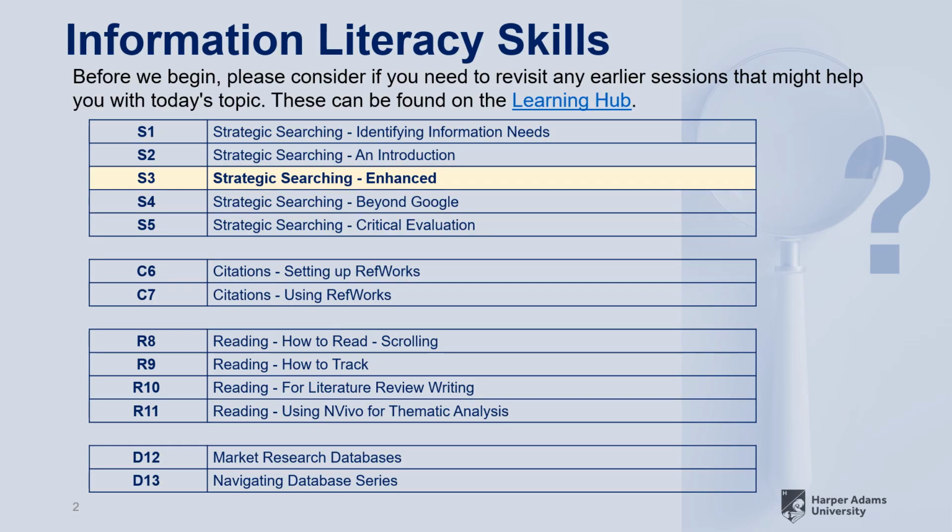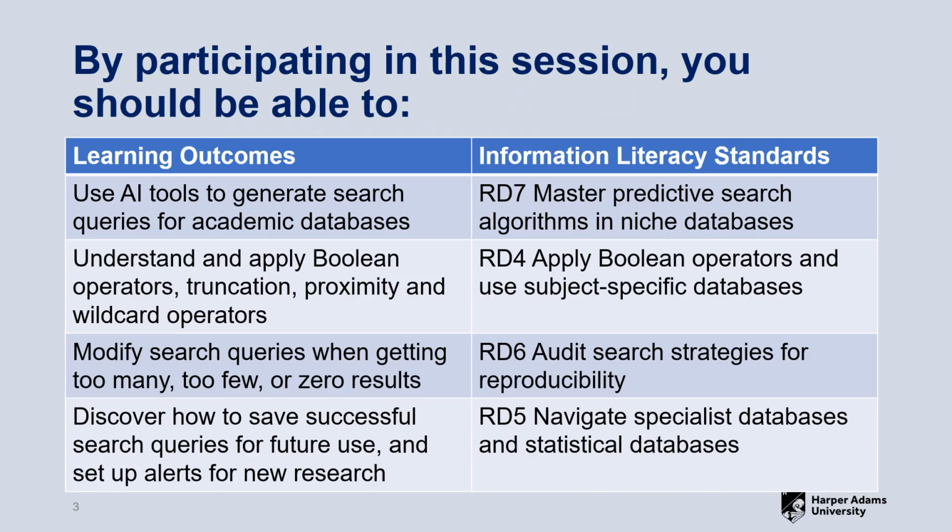The lessons are numbered sequentially from 1 to 13 because each number represents a building block, with each lesson building on the previous one. If you haven't completed the previous sessions in the strategic searching series, we recommend doing so first.